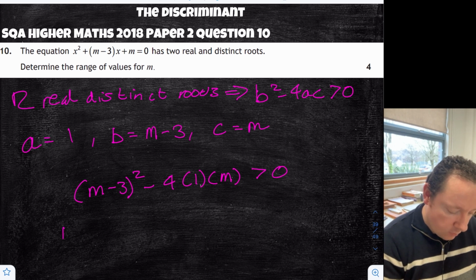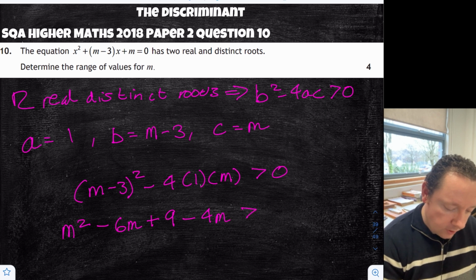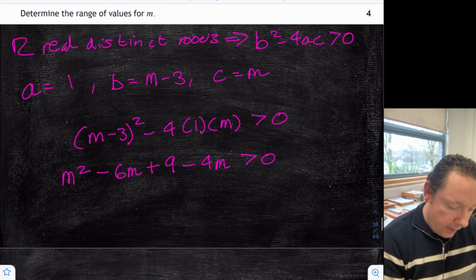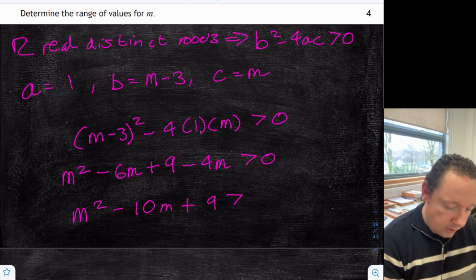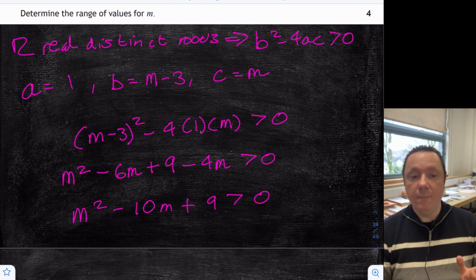So that is m squared minus 6m plus 9. And then 4 times 1 is 4 times m. So minus 4m is greater than 0. So that gives me m squared minus 10m plus 9 is greater than 0. So we need to examine the roots.